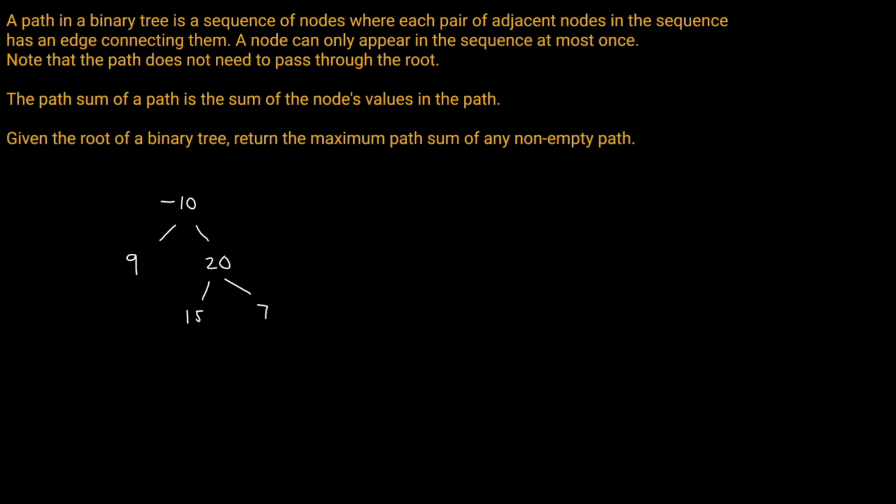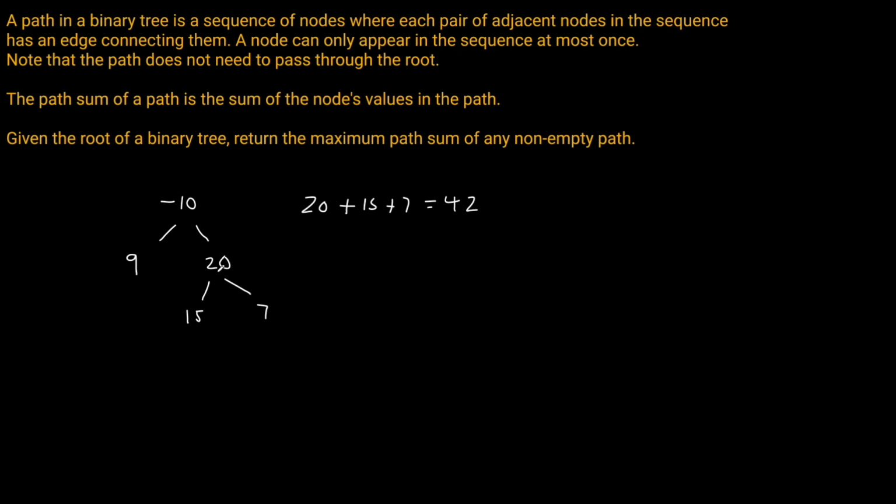So if we see this tree here with nodes minus 10, 9, 20, 15, and 7, then the maximum path sum is actually going to be this tree here, where we go from the 15 to the 20 to the 7. Remember that we don't have to pass through the root of the tree, so it's not an obligation to do that. So we can see that 20 plus 15 plus 7 is going to equal 42. Right, and let's verify that that works.